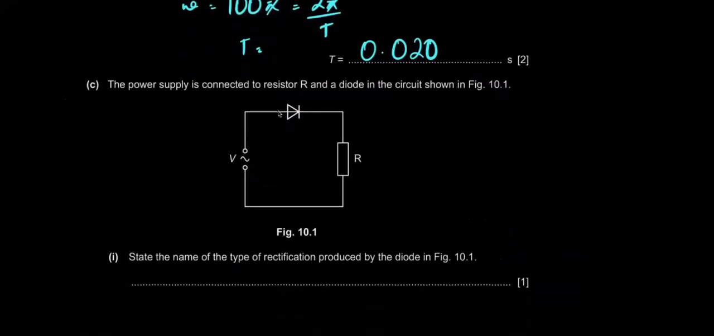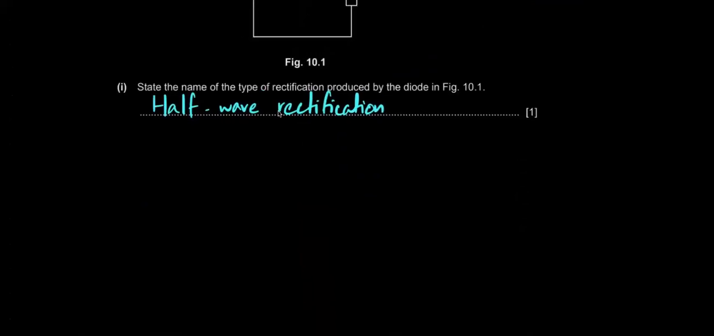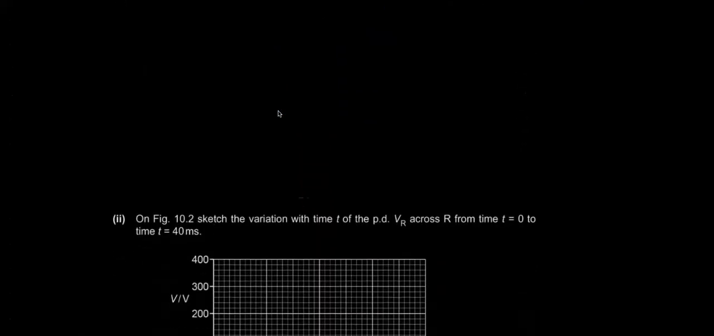The power supply is connected to a resistor R and a diode in the circuit shown in figure 10.1. State the name of this type of rectification produced by the diode. So we know this is half wave rectification, the one which does not let the other half go to waste, which is the full wave rectification, has a more complicated diagram. Right there you have four diodes arranged in a bridge.